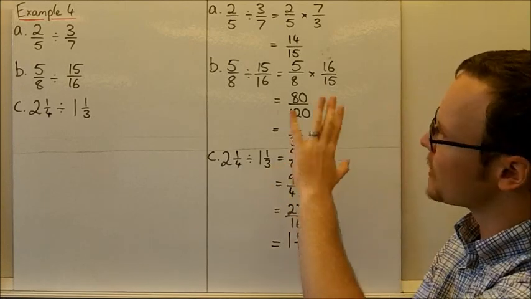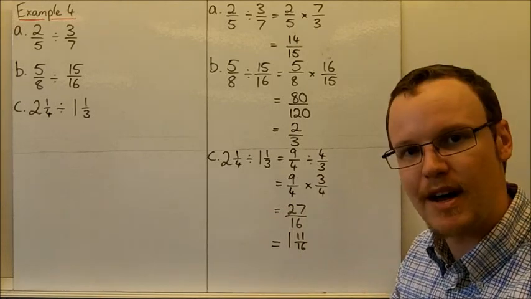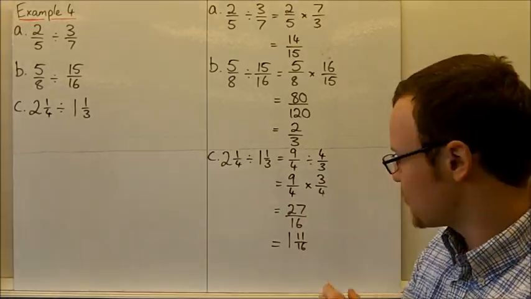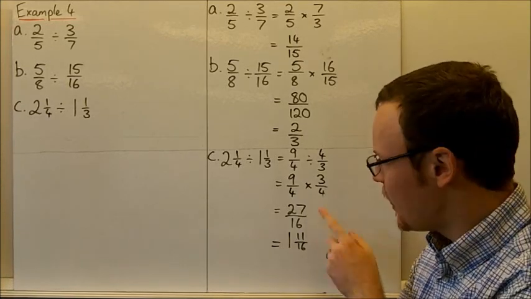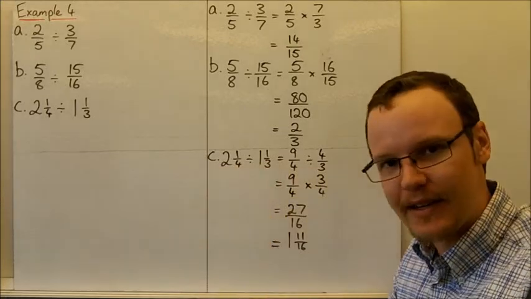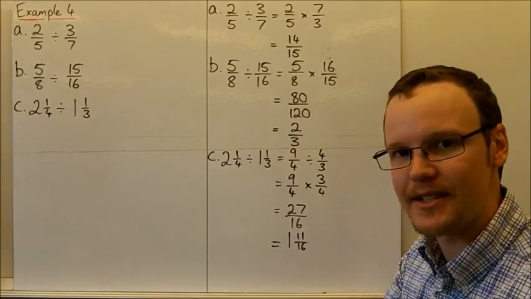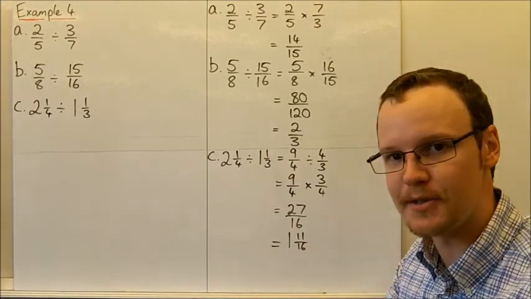You might notice that occasionally I have converted back and forward between mixed numbers at the end. It's really personal preference. This is just as correct as this. However, when I've been given a value in mixed numbers, it seems right to convert it back to a mixed number at the end. But as I said, it's personal preference.